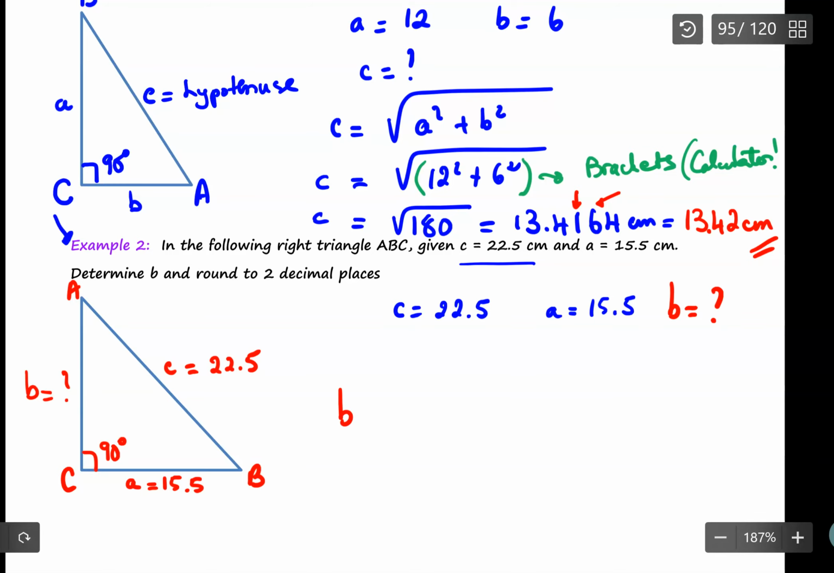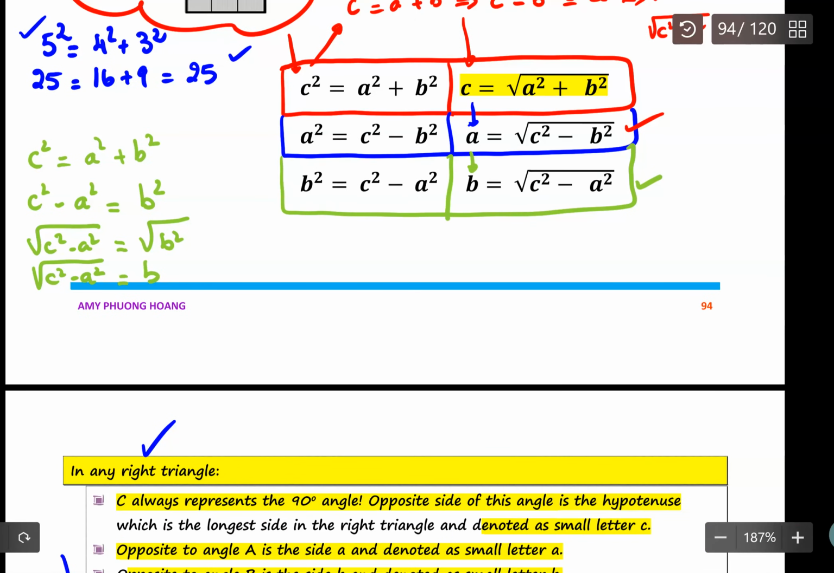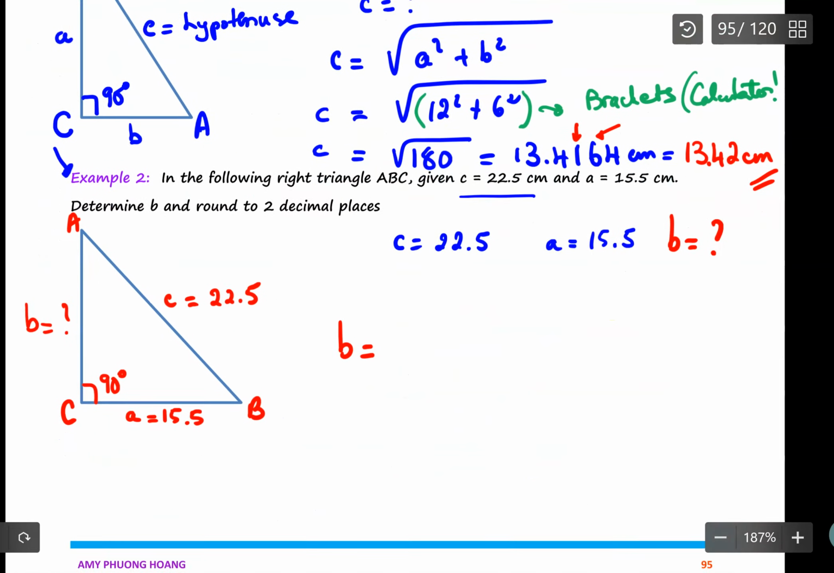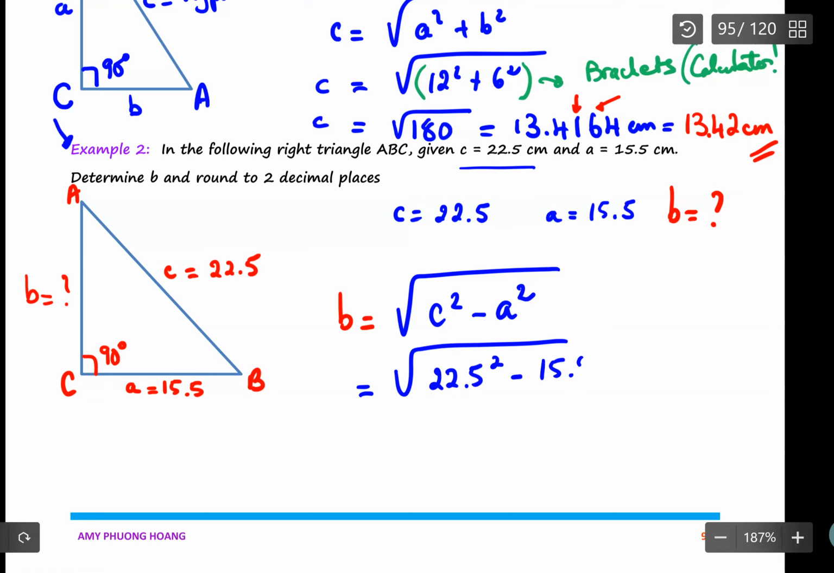So to solve for B, I need to use this formula as we derived up here. B equal to the square root of c squared minus a squared. So it will be equal to the square root of 22.5 squared subtract 15.5 squared. Again, I will put this in brackets if I use the calculator and do everything in one step. So make note of that.